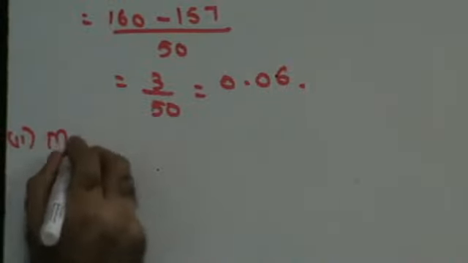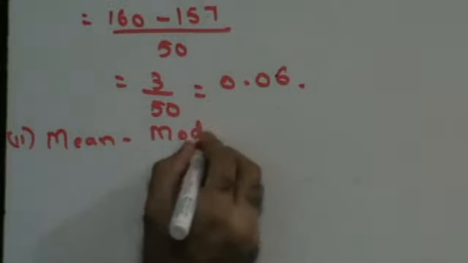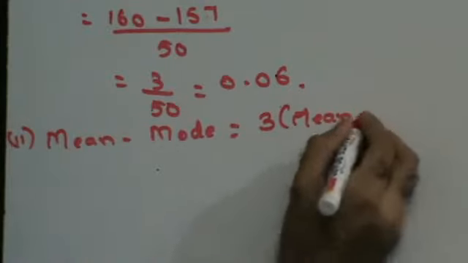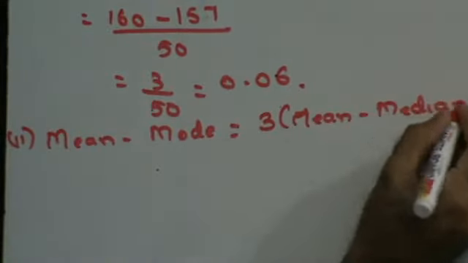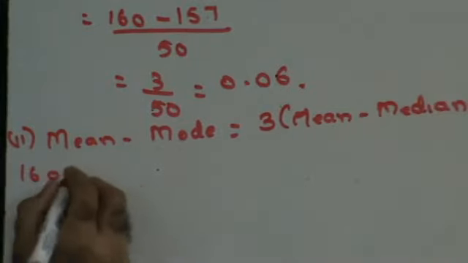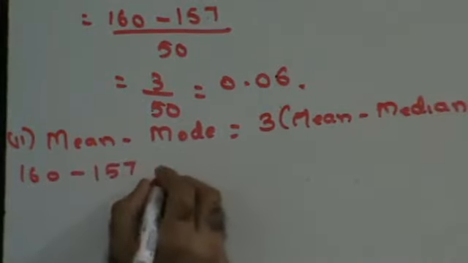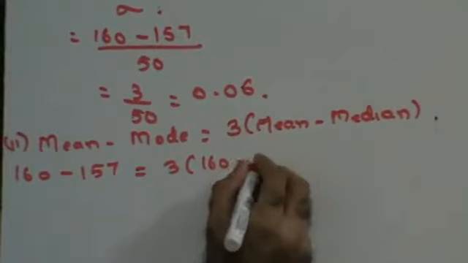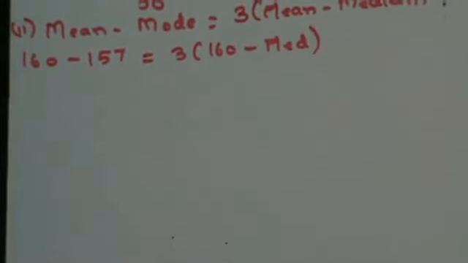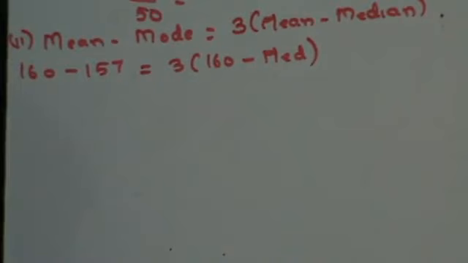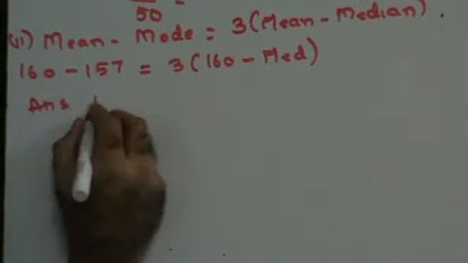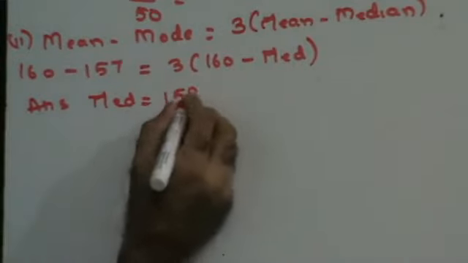Now, I can say mean minus mode formula is equal to thrice mean minus median. If I use this formula, mean is 160 minus mode 157 is equal to thrice mean, mean is 160, minus median. Median is the only unknown. Simplify this, you should get the answer for median from this. The answer you will get when you solve this is say 159. You will get the answer for median as 159.